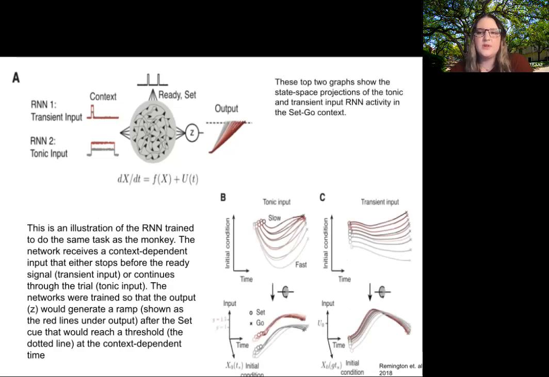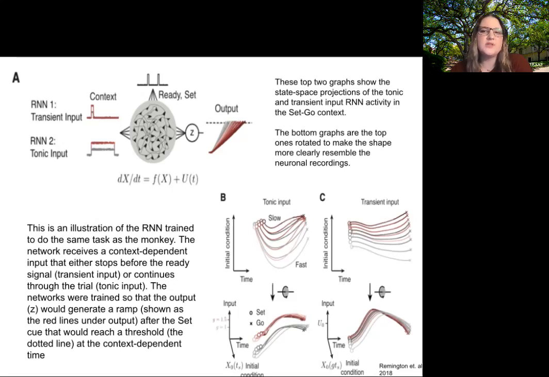These top two graphs show the state space projections of the tonic and transient RNN activity in the set-go context. Here we see the tonic, and then here we see the transient. And then the bottom graphs are the top ones just rotated to make it more clear what their space is.